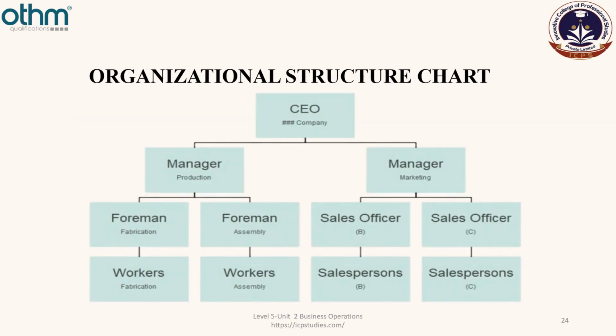Here is the organizational structure chart. You can check it. It is basically the hierarchical structure where at the top we have the CEO, then we have the managers, and at the end we have the workers.